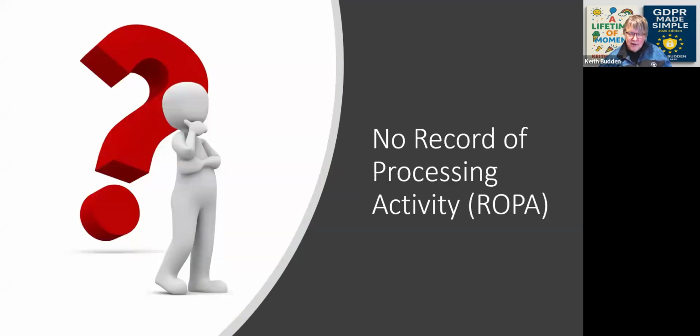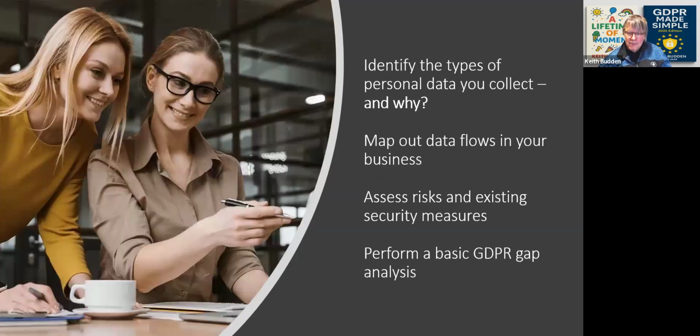And then having no record of processing activity, or ROPA, or Article 30 register, they're all different names for the same thing. You can't protect what you don't know you have. So start by identifying what personal data you collect, whether that's customer details, employee records, or marketing lists. Then map where that data flows, who has access to it, where it's stored, and how it's processed.